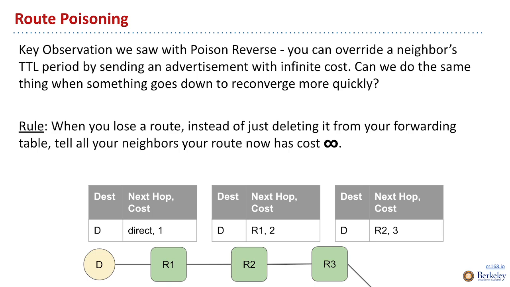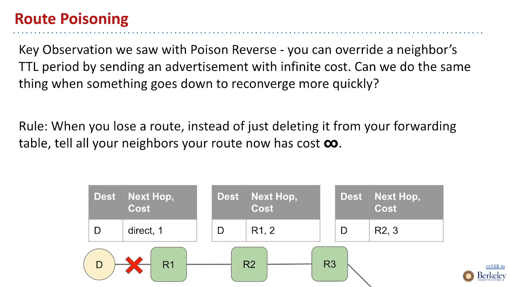So now with route poisoning, the rule is this. When you lose a route for whatever reason, instead of just deleting it from your forwarding table, tell all of your neighbors that your distance is now infinity. And the rule should make sense. You want to actively tell other people that now you can't reach that neighbor anymore, and try to update their tables with the cost of infinity.